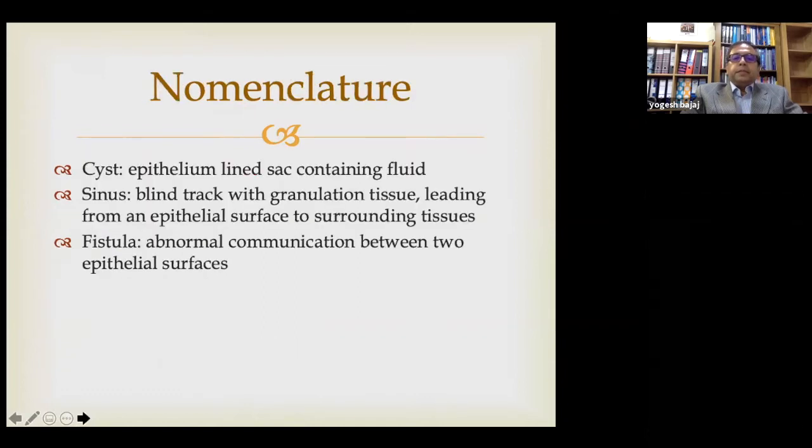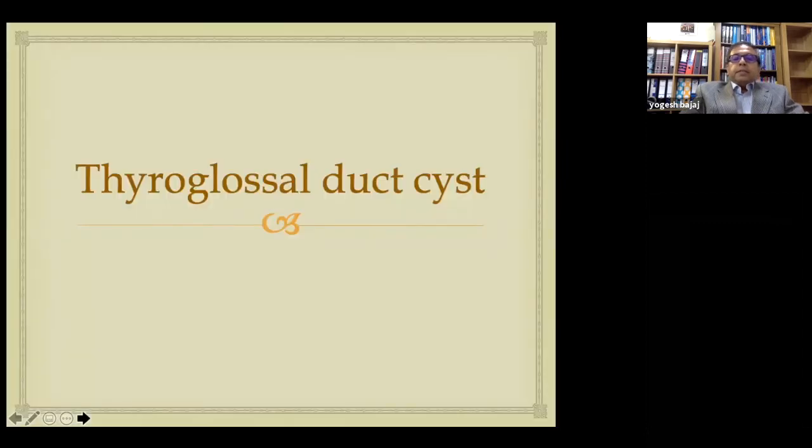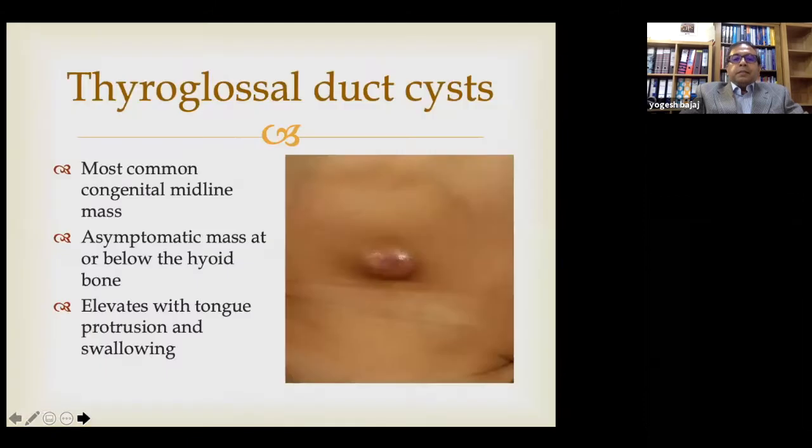So let's make a start. I'm sure you know what a cyst, a sinus, and a fistula are, so I'm not going to dwell on that. Let's start. Thyroglossal duct cyst. This is the most common congenital midline mass. You will end up seeing them wherever you are, as an elective presentation in the clinic or acutely with an infection.